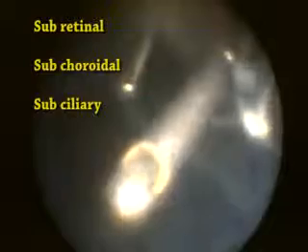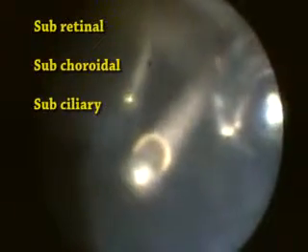Direct visualization of sclerotomy creation prevents complications such as subretinal, subchoroidal, or subciliary placement of the infusion cannula, choroidal hemorrhage, or anterior displacement of the vitreous base or retina. Vitreous removal at the sclerotomy site is made possible by the flexibility of the endoscope. The next step is to visualize the disc.